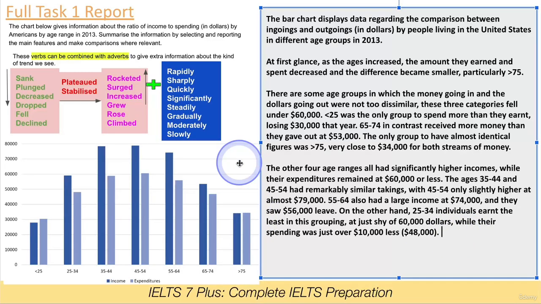On the other hand, 25 to 34 individuals earned the least in this grouping at just shy of $60,000, while their spending was marginally over 10,000 less. 48,000. Okay, I think that's good. We've just double checked everything.